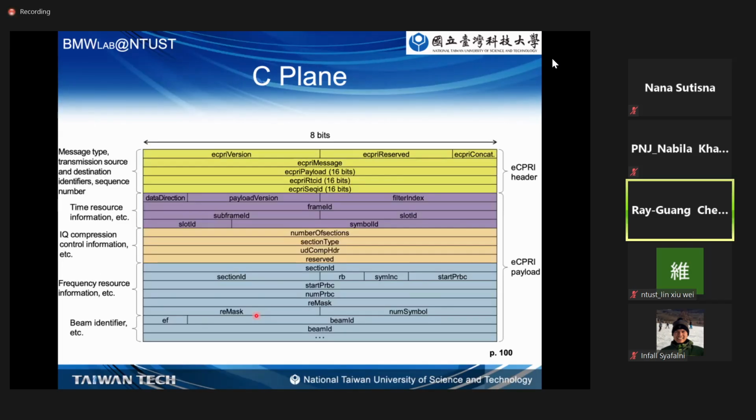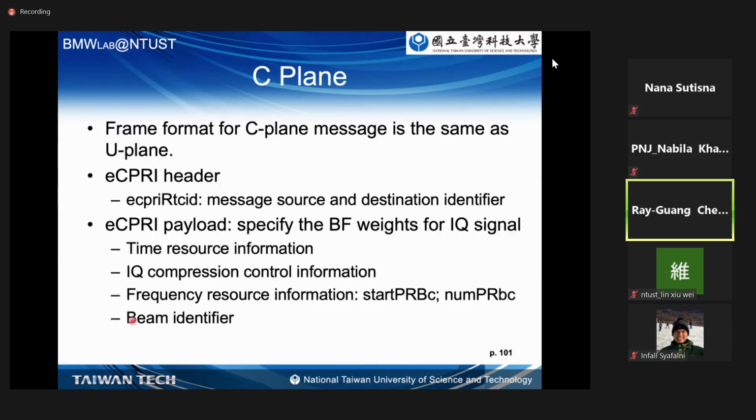Then this is for the C plane. Actually, the concept for the C plane is almost the same as the U plane. You have a header, you have time information, IQ compression information, then resource information. So the format is the same as the U plane: header and payload.